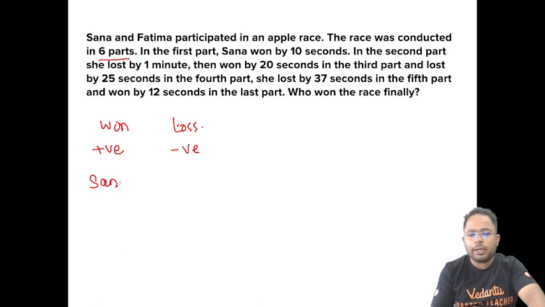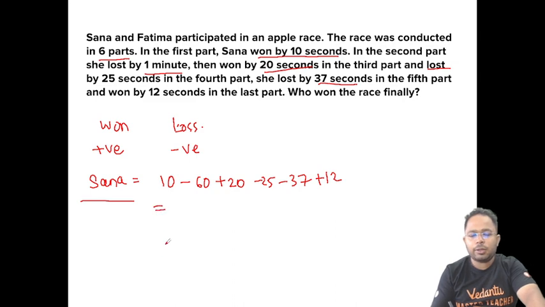So let me assign a positive number for winning and a negative number for losing. Let me take the condition of Sana. In the first case, she won by 10 seconds, so let me take the 10 seconds as positive. Second part, she lost by 1 minute, that means 60 seconds. Then again won by 20 seconds, positive 20. Fourth part, lost by 25 seconds. Fifth part, loss. Sixth part, won.